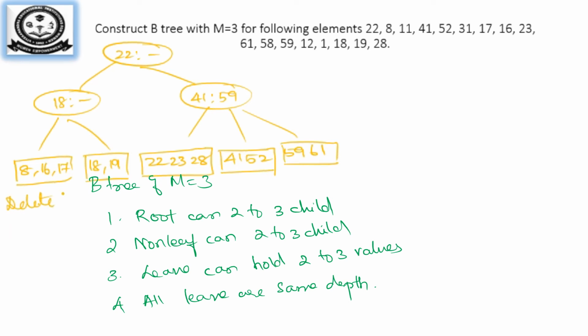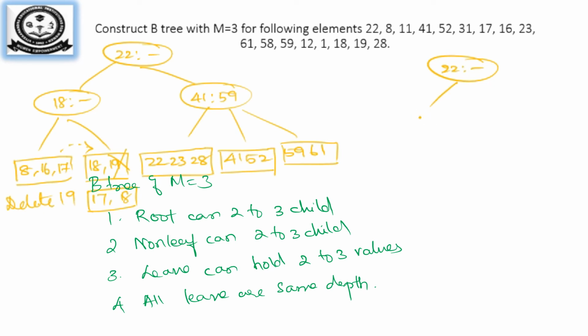So I'm going to delete 19. When 19 is deleted, 17 will get borrowed from here. So what happens is you will have 17 and 18 form a new node, and that will get connected to the previous node. If I draw the diagram, it will be 22 dash 18.